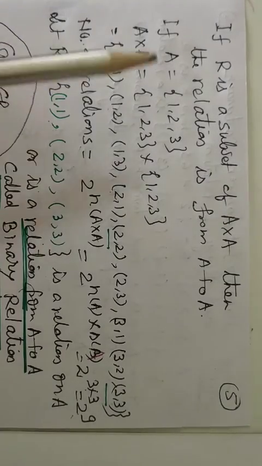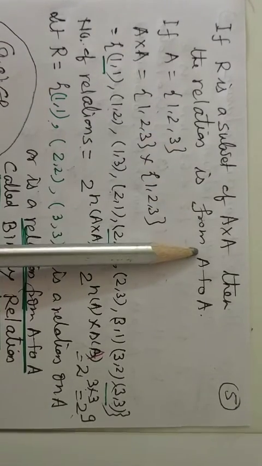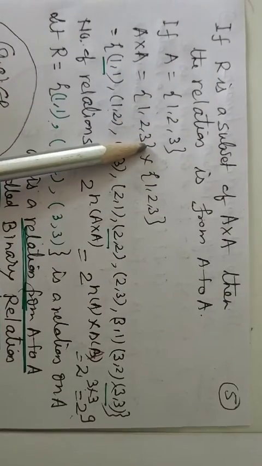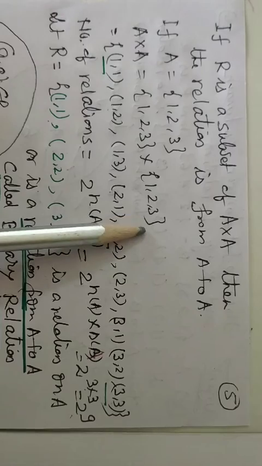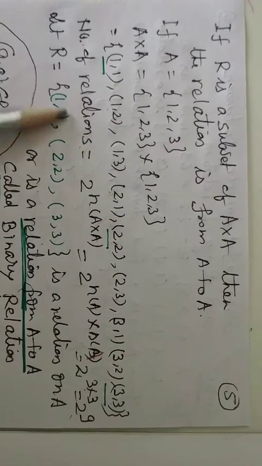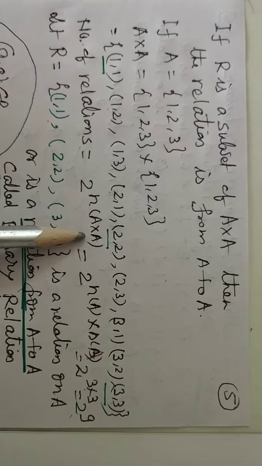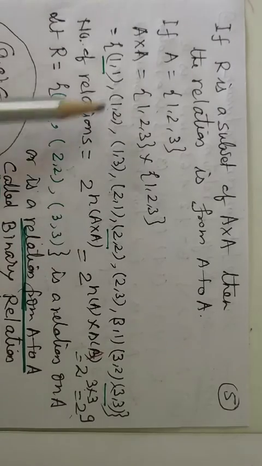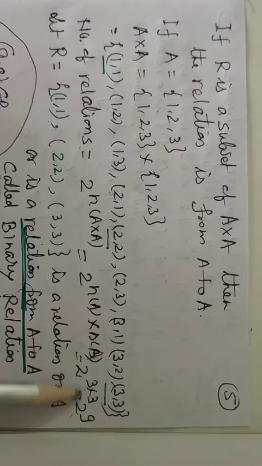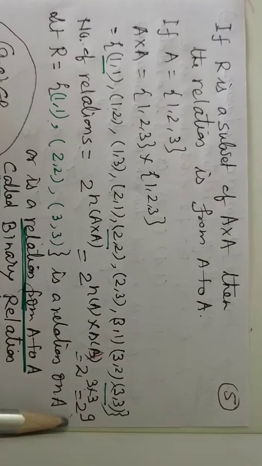If R is a subset of A cross A, then the relation is a relation from A to A. Let A be equal to 1 2 3, so get A cross A: 1 2 3 cross 1 2 3. You know how to write the members. Now the number of relations is 2 to the power n(A cross A). The same set has been taken twice, so n(A) cross n(A), 2 to the power 3 cross 3, 2 to the power 9 relations are possible.